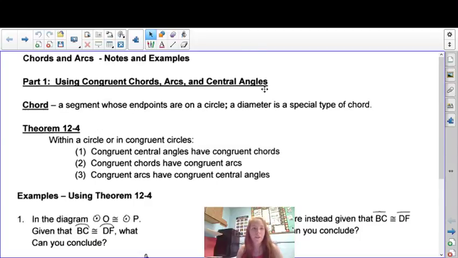Alright guys, today we're going to discuss chords and arcs. A chord is a segment whose endpoints are on the circle. A diameter is a specific type of chord. So yes, the diameter falls under that category.